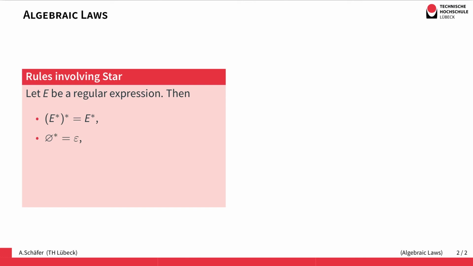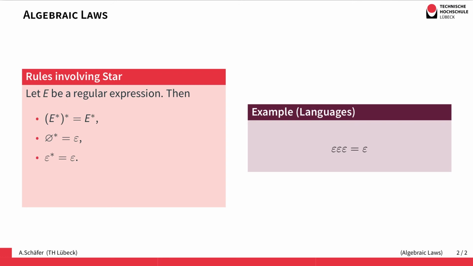If we star the empty set, the result is actually the set that contains epsilon. So the expression empty set star is equal to epsilon. And if we star an arbitrary amount of epsilons, then the result is of course epsilon, because if we put, for example, 3 epsilons together, it's just still the empty word.